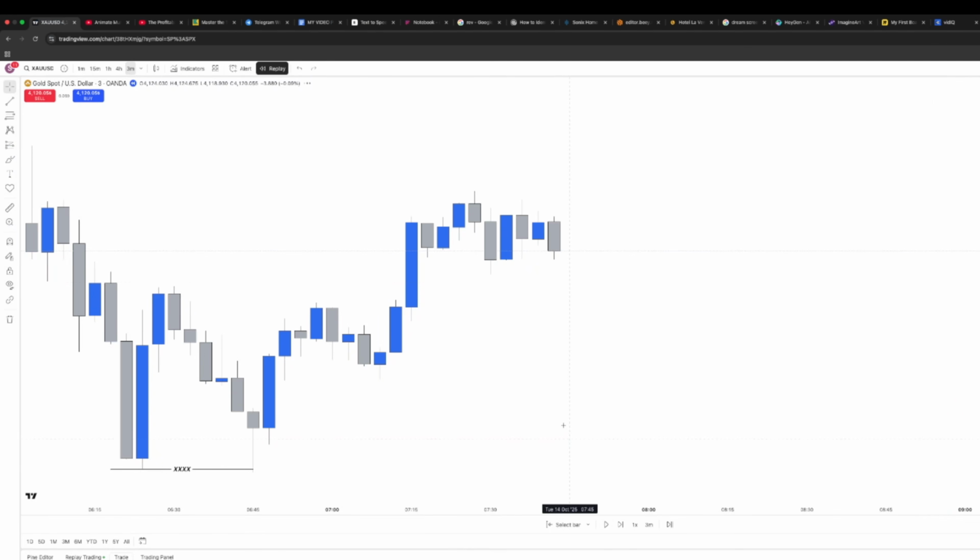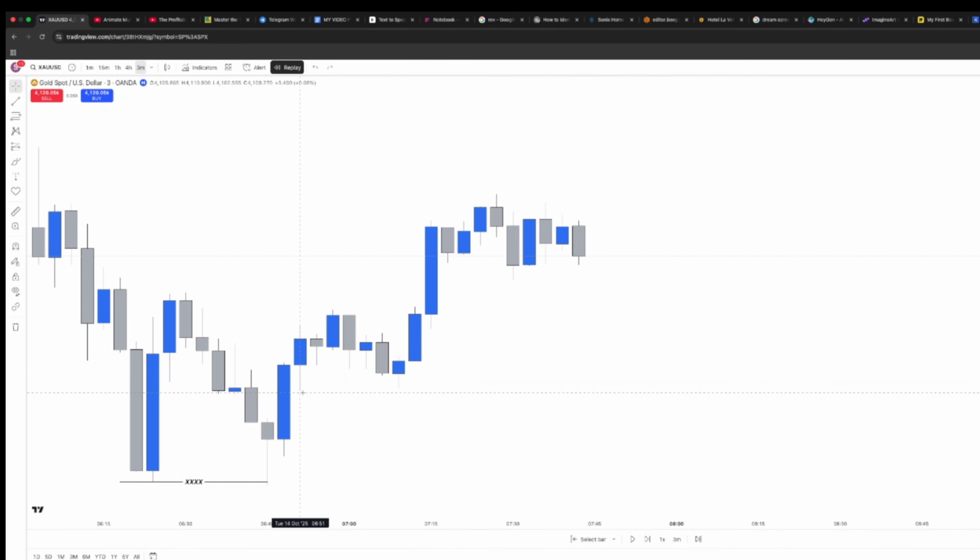After seeing this structure on 5 minutes, I had to drop down to the 3 minutes chart, and this is what I saw. On the 3 minutes chart, I have this order block around here. We have equal lows liquidity around here, what we call a liquidity pool most of the time, and we also have some inducement around here. So what I had to do was mark this order block and wait for the market to come here.